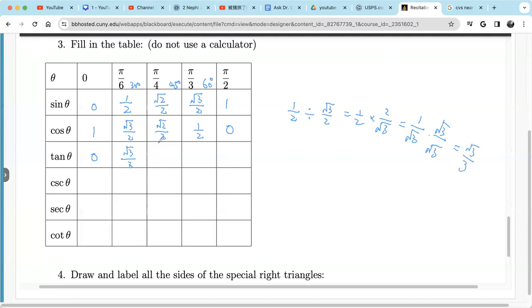Right? Tangent pi over 4, you see the sine value and the cosine value are the same. So tangent 45 or tangent pi over 4 is 1. Tangent pi over 3, we use root 3 over 2 divided by half. And that's just root 3. Tangent pi over 2, 1 divided by 0. In mathematics, we never divide by 0. So we say this is undefined. Not defined.